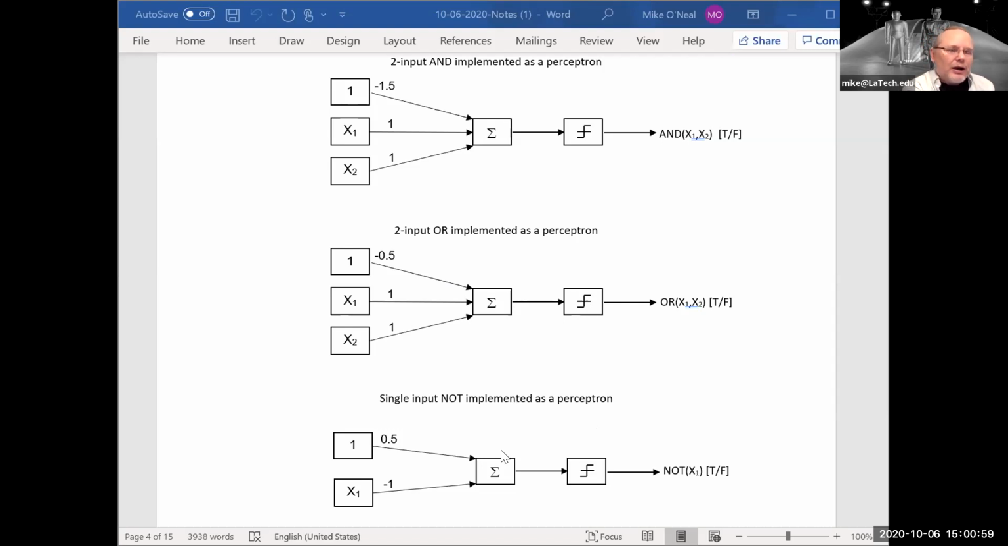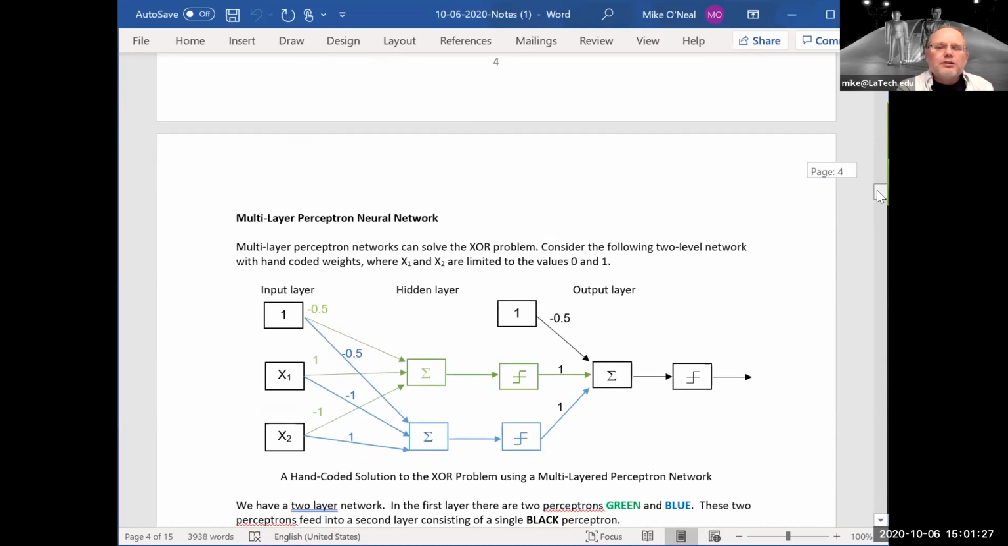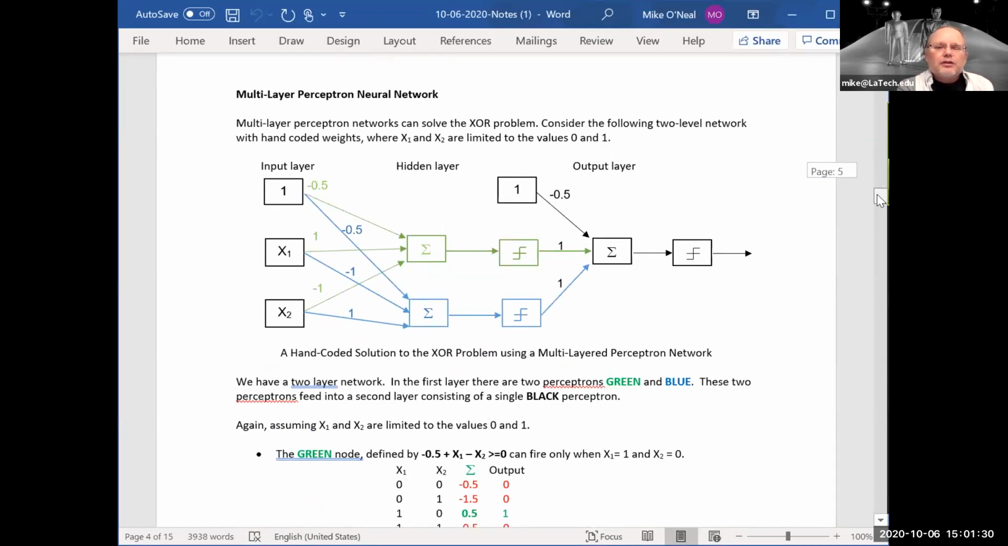But wait a second. You said, Michael, that a two-input perceptron couldn't solve the XOR problem or the equal problem. Well, a single perceptron can't. But if you have multiple logic gates, you can build something like this. This is a multi-layer perceptron neural network. And I'm creating an XOR solver here.